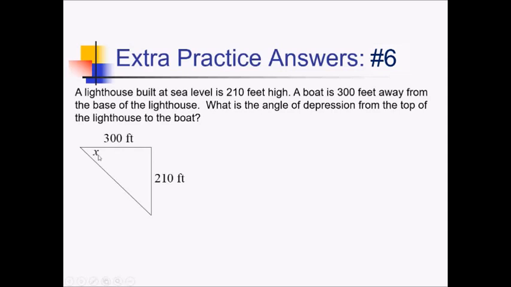And to get that, we're just going to use a little SOHCAHTOA. So the height of the lighthouse, that's actually the opposite side across from this angle. And then this 300, that's the adjacent side, the side that's touching the angle but isn't already the hypotenuse. So opposite and adjacent, that's TOA. So tangent equals opposite over adjacent. So we can say tan of x equals my opposite side of 210 divided by the adjacent side of 300. And to actually get x, I have to do inverse tan of 210 over 300.